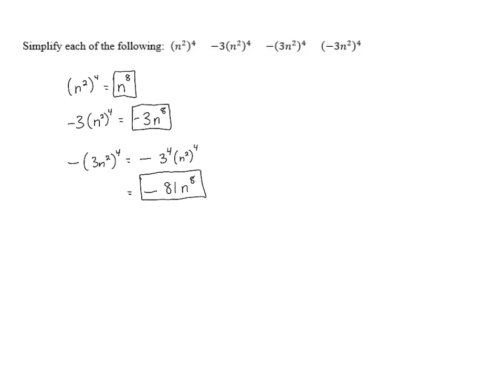We can see how all of these are a little bit different from the others. Now the last one, the negative is in the parentheses, negative 3n squared to the fourth. So here the negative is affected by that exponent. We've got negative 3 that gets raised to the fourth power, as well as n squared that gets raised to the fourth power. Now negative 3 to the fourth power, it's a negative times a negative times a negative times a negative. That's going to be positive 81, and n squared to the fourth is n to the eighth. So in this situation, we end up with positive 81 n to the eighth.